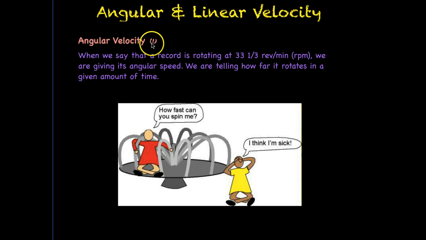Notice one more symbol up here. This little W is an omega. And that's often how we represent angular velocity.